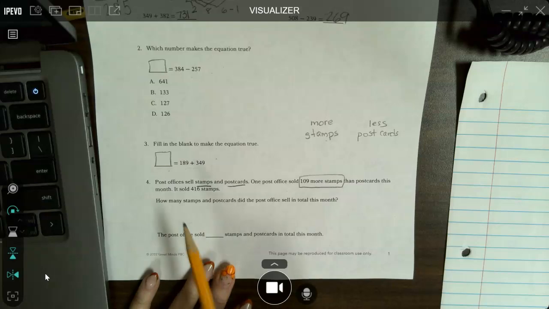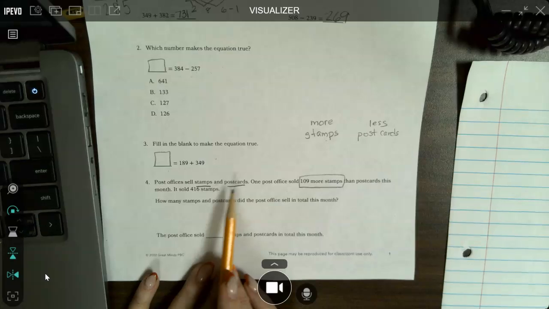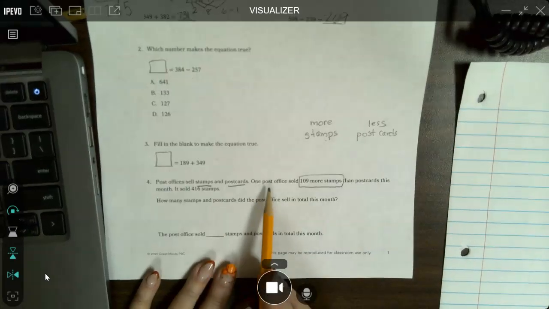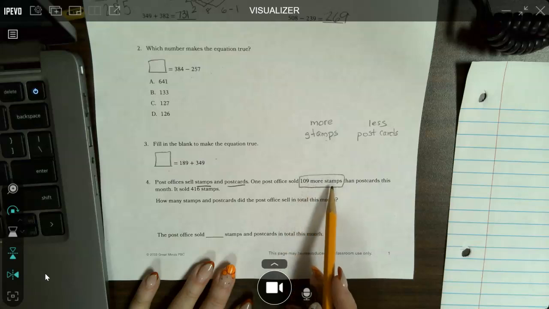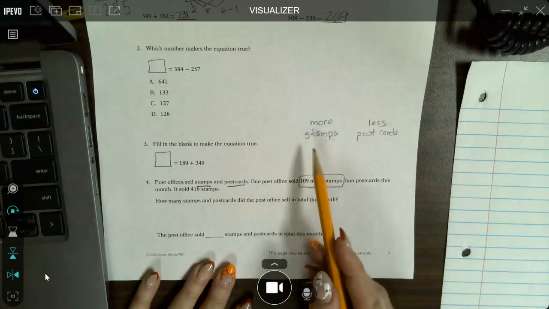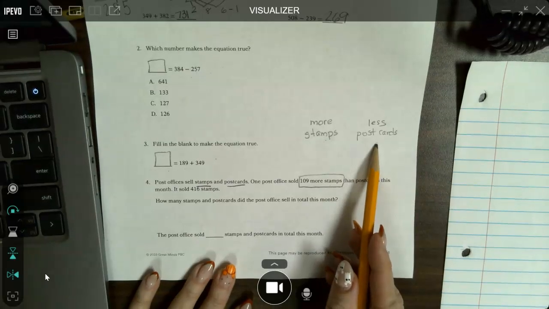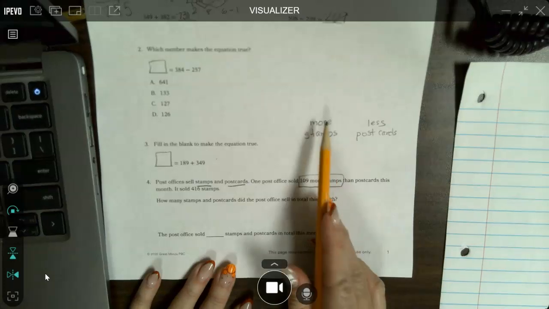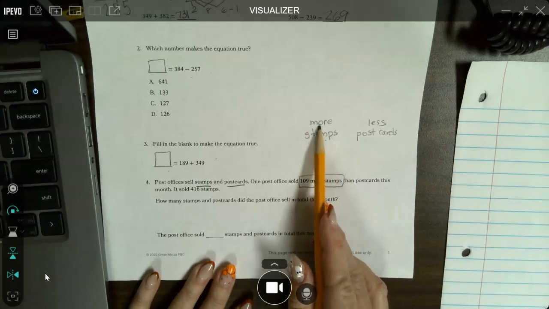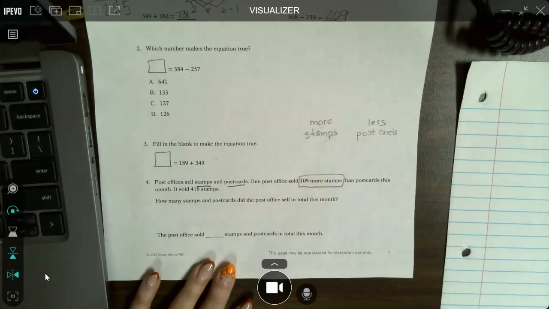Okay, so we just read the story problem first. It said post offices sell stamps and postcards. One post office sold 109 more stamps. So we discussed that we are talking about two different pieces of information. I have stamps and I have postcards, and there were more stamps than postcards. So I need to keep this straight in my brain. I wrote above stamps more, and I wrote above postcards less.